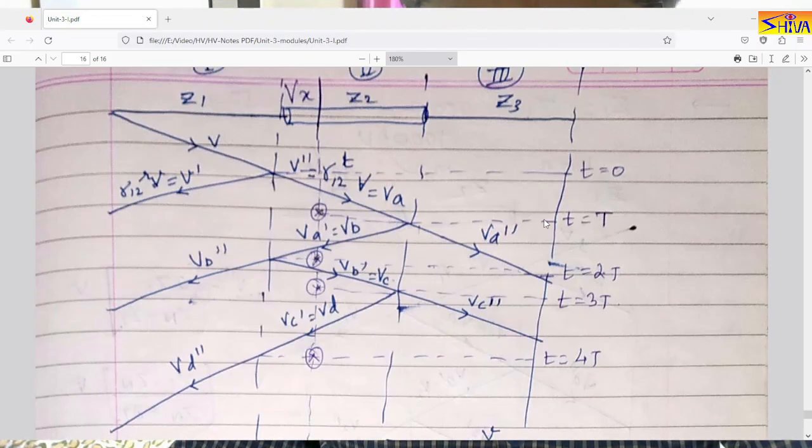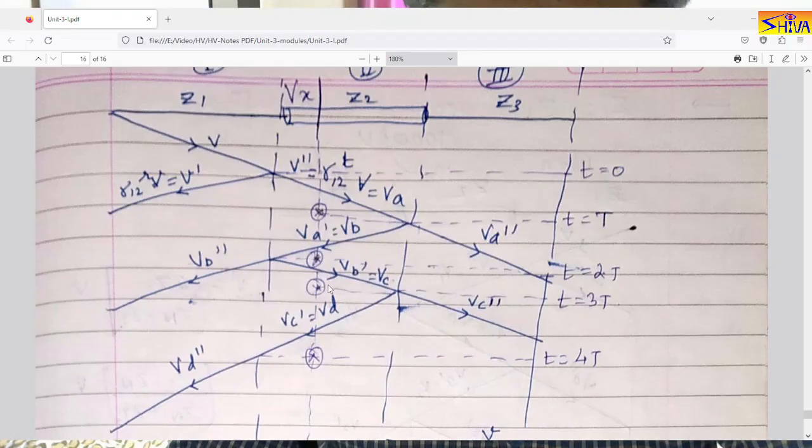At time T is equal to capital T, this is the horizontal line, this is the vertical line, this is the intersection point. So above this, if we observe, there is this transmitted wave having magnitude VA. So at this time, the voltage at point X will be VA. Now at T is equal to twice T, this is the intersection point. Above this, if we observe, this is the transmitted wave, this is the reflected wave having magnitude VA and VB respectively. So at this point, the voltage at X will be VA plus VB.